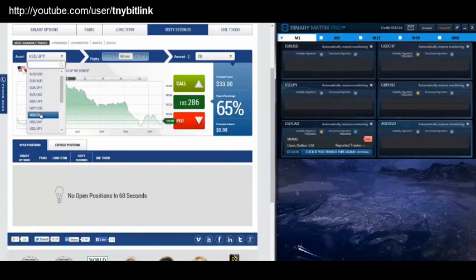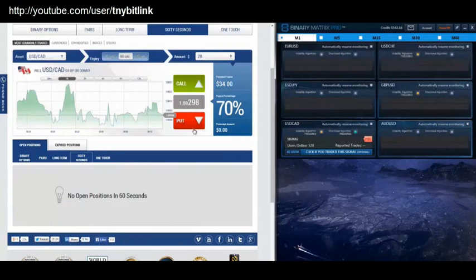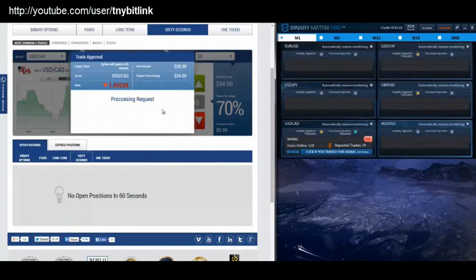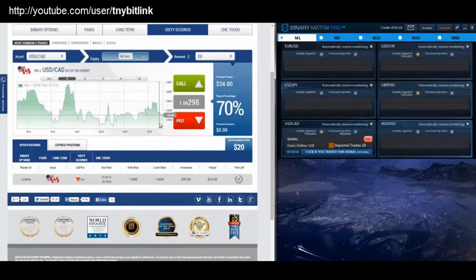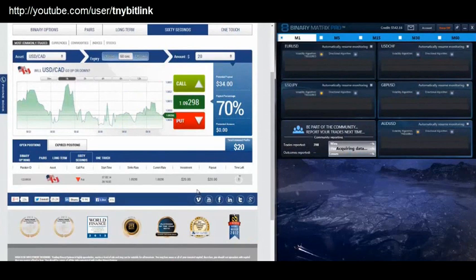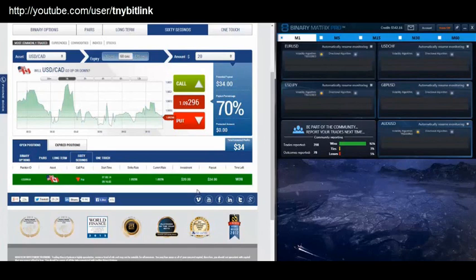All right, we've got a USD Canadian put signal. Position is approved. Let's see where it takes us. Okay, it is ending now. The price is trying to go down. It's below the strike rate, so there we go, $34 in the bank.